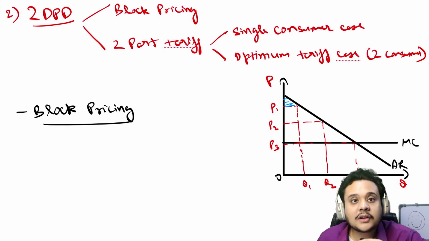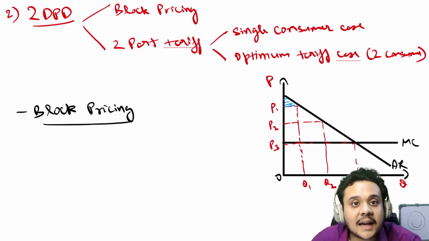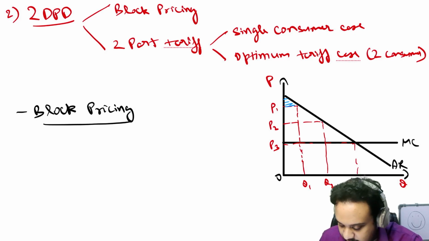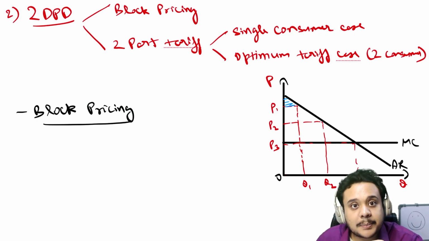Why? Because each of the customer is not being charged at their maximum willingness to pay. The blocks have an average price, right? This block has an average price of P1. So there are some people in this block who want to pay lower.